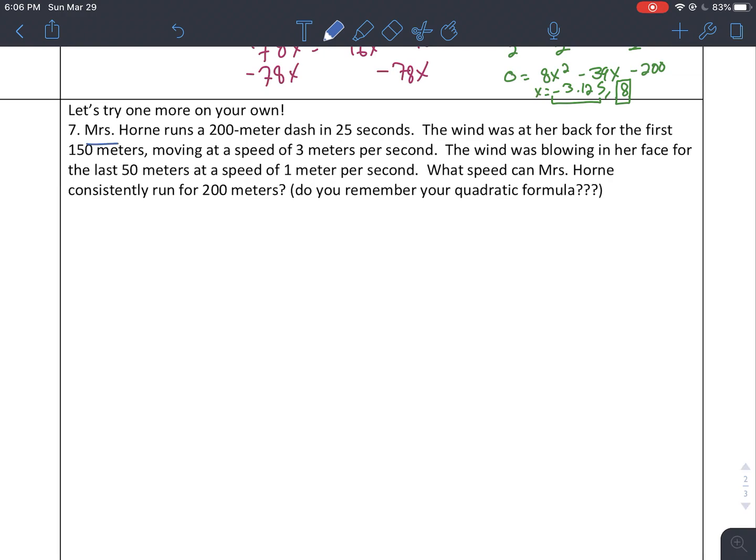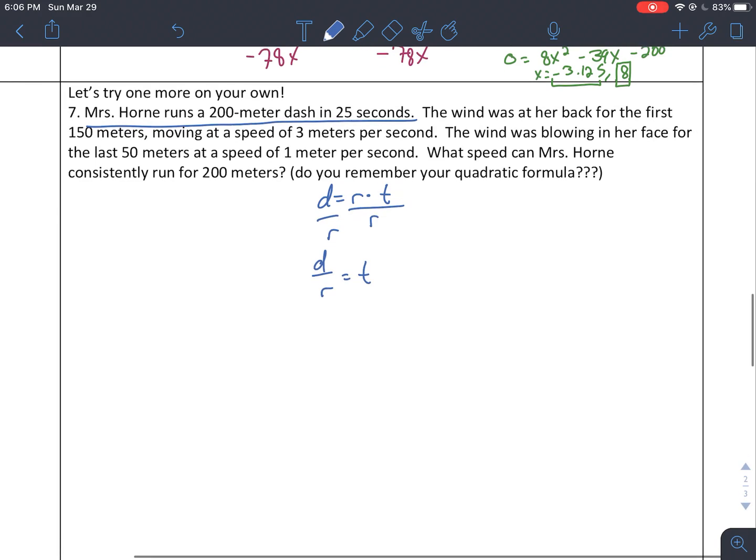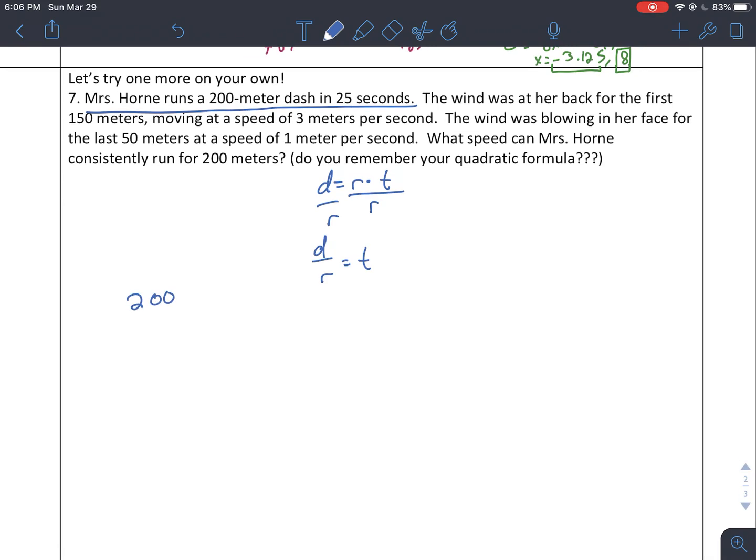So let's take in what we just had. Mrs. Horn runs a 200-meter dash in 25 seconds. So that's telling us she went 200, distance equals rate times time. If we solve this, dividing, d over r equals t. So the distance she went was 200 meters. It says the wind was at her back for the first 150 meters. So the distance we're talking about is 150, moving at a speed of 3 meters per second.